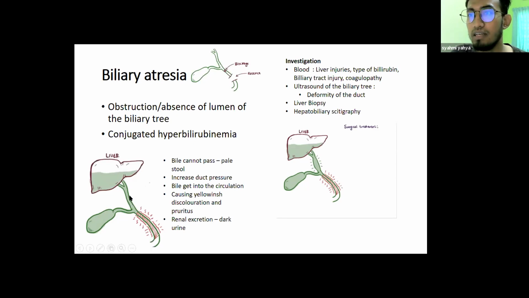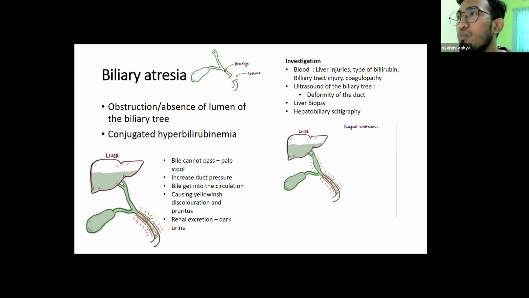And also it increases the pressure, and the bile that accumulated here can go back into the circulation, causing yellowish discoloration and pruritus. And also after renal excretion, it can result in dark urine. So for investigation, for blood, we check for liver injury. We do a liver function test. Then we check for the type of bilirubin that is present. It is supposedly conjugated.